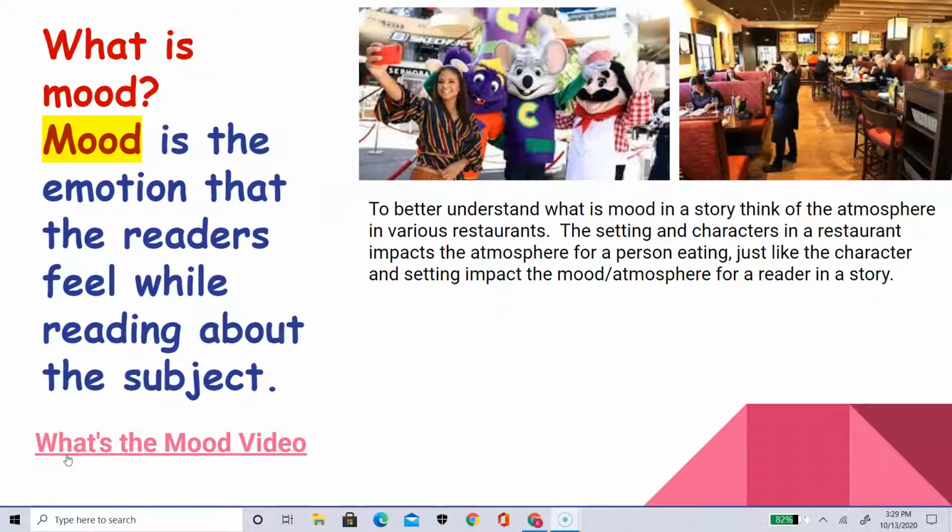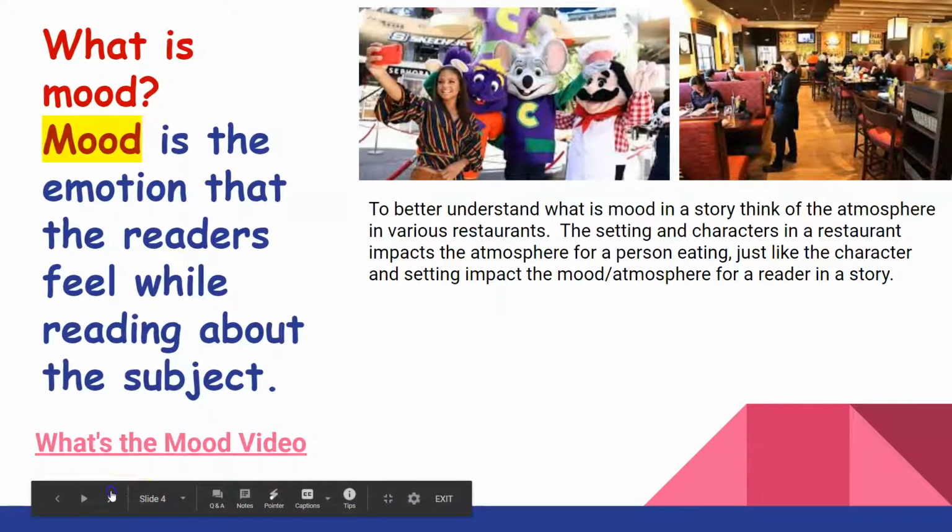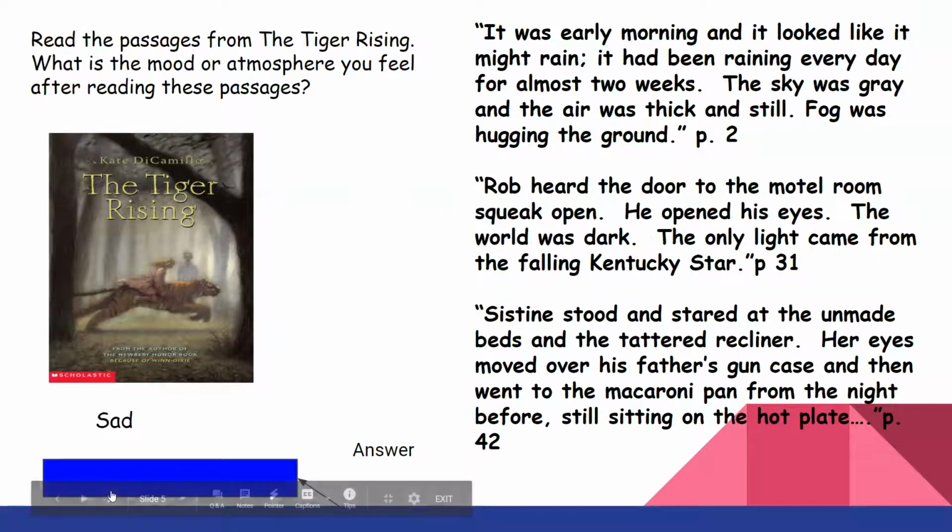Now that we have a better idea of what mood is, let's try to practice that when we look at Tiger Rising and how we might come up with the mood after reading a few passages from this book.